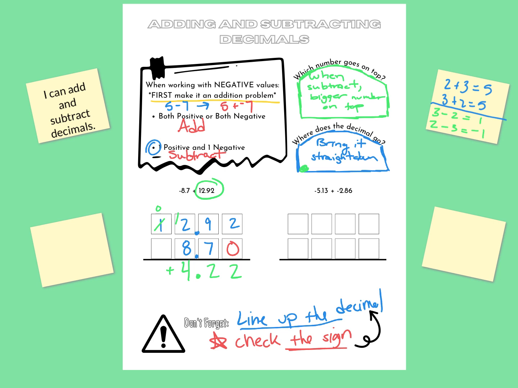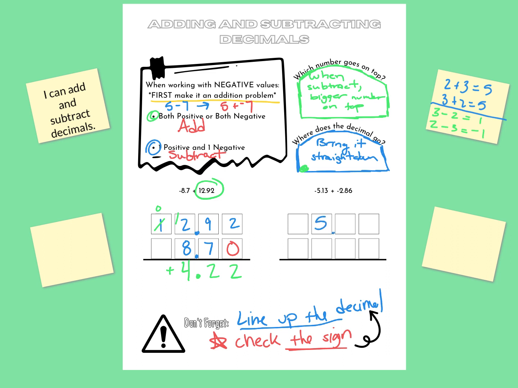Let's look at our next example. I've got a negative 5.3 plus a negative 2.86. So they're the same sign, both negative. So both positive, both negative. We're going to follow this. We're just going to add. So when we're adding, it doesn't matter which one. I still tend to put the bigger one on top. And we're going to line up the decimal.